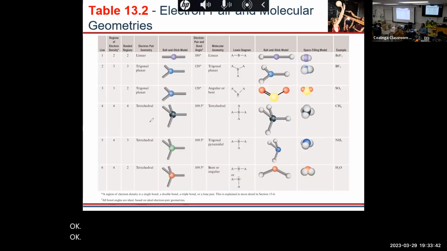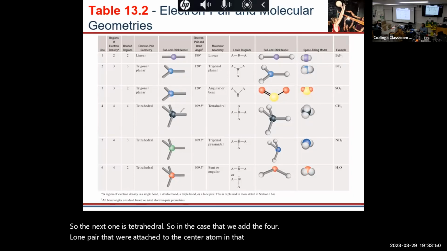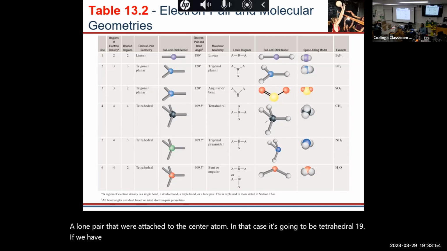So the next one is tetrahedral. In the case that we had the 4 lone pair that were attached to the center atom, it's going to be tetrahedral, 109. Now, if we have 4 atoms that are attached to the central atom, then it's also going to be tetrahedral.